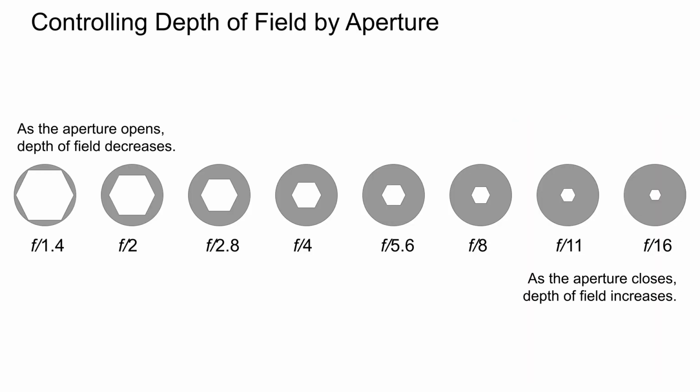As you open your iris, your depth of field will decrease. So the wider open your iris is, the closer you get down to f1.4, the less depth of field you have. As you close your iris, the greater the depth of field becomes. So as you get down to f11 and f16, you really have a lot more depth of field.